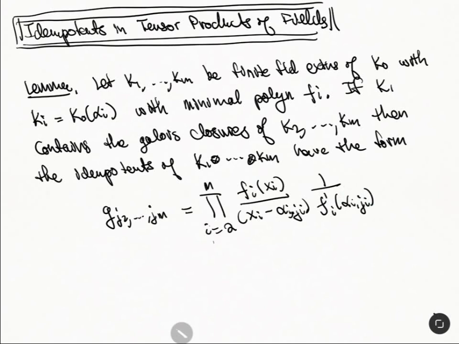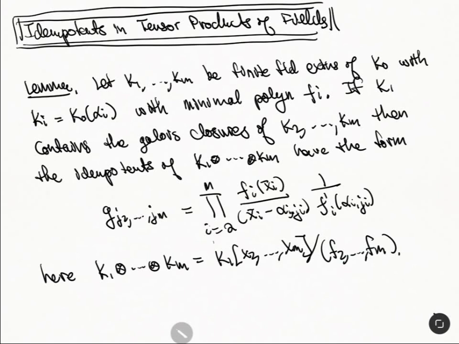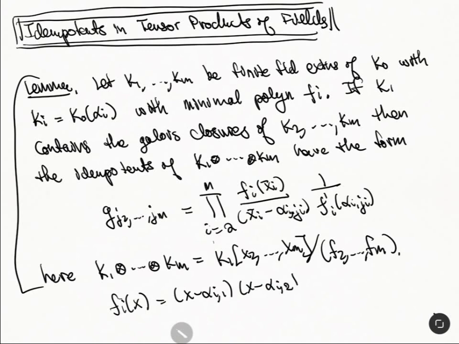Okay, and so maybe we can write little bars like this, and here we're using that this thing here, K1 tensor through Km, looks like K1 X2 through Xm modulo f2 up to fm. Okay, so this is a description of the idempotents. There's one for each root. I haven't said what these things are: we're also using that fi of x looks like x minus alpha i1, x minus alpha i2, and so on up to x minus alpha i ni, where ni is the degree.